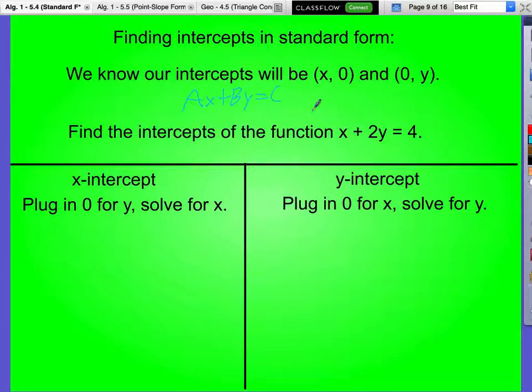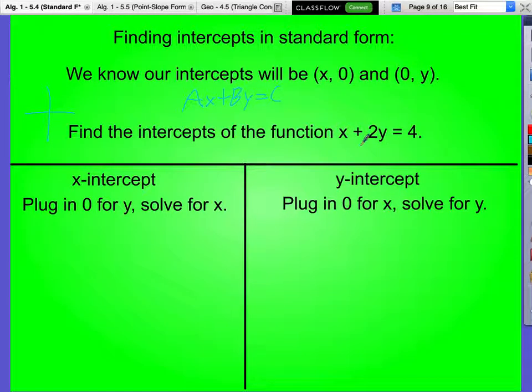Okay, so we know our intercepts will be (x, 0) and (0, y). For the x-intercept, it's going to be whatever the x value is for the intercept, and the y is going to be 0, right? And for the y-intercept, we know the x is going to be 0, and the y is just going to be whatever y it is for the y-intercept. So if we want to find the intercepts of x plus 2y is equal to 4, if we're trying to find the x-intercept, we know that y is going to be 0, correct? We know that it has to be 0 for it to cross the x-axis. If it's crossing the x-axis, its y has to be 0.